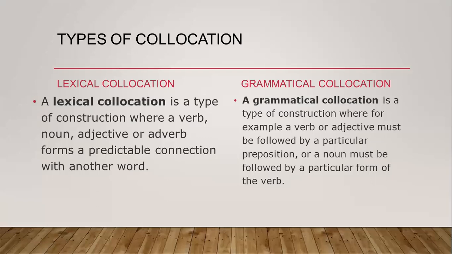There are two basic types. One is lexical collocation and second is grammatical collocation. A lexical collocation is a type of construction where a verb, noun, adjective, or adverb form a predictable connection with one another. Grammatical is quite different from lexical, and it is a type of construction where, for example, a verb or adjective must be followed by a particular preposition, or a noun must be followed by a particular form of the verb.